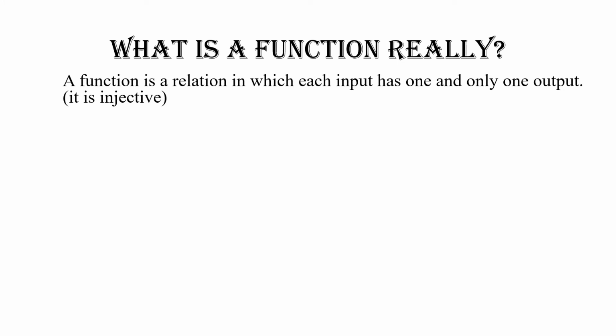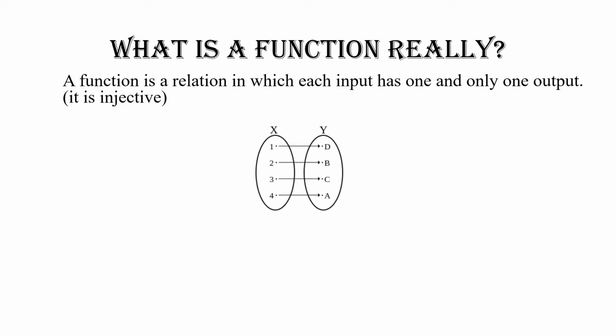A function is basically a relation in which each input has one and only one output. For higher learners, you will know this as injective. So it is injective, or it is one-to-one. So for every x, there is a y, and there is only one y for that x. No two values can go for the same point, coordinate, x representation, whatever the case might be.